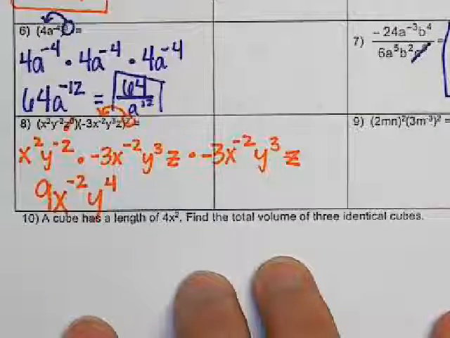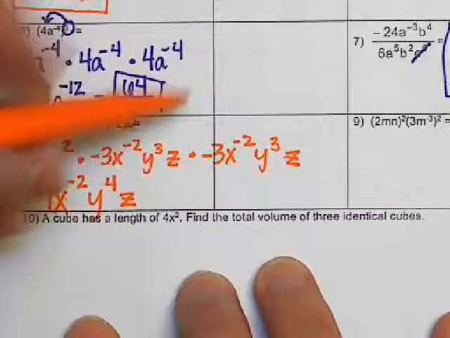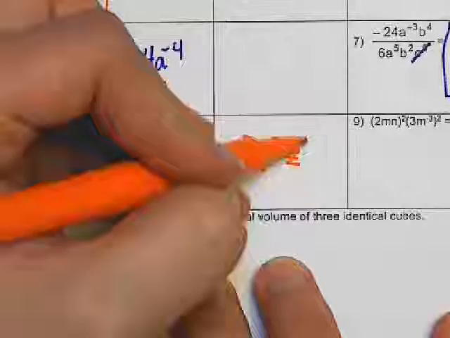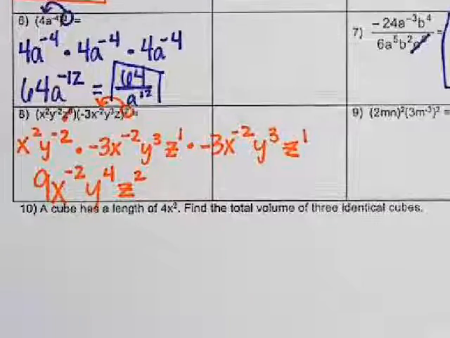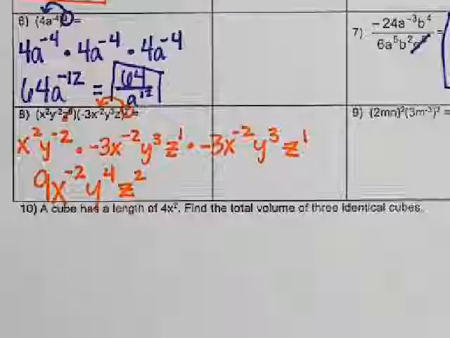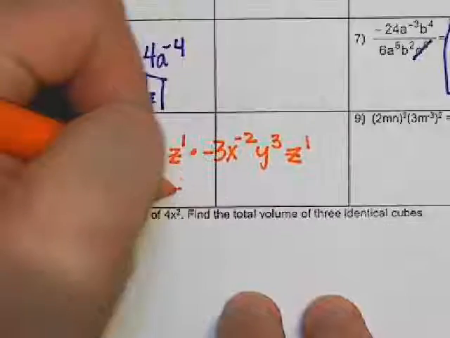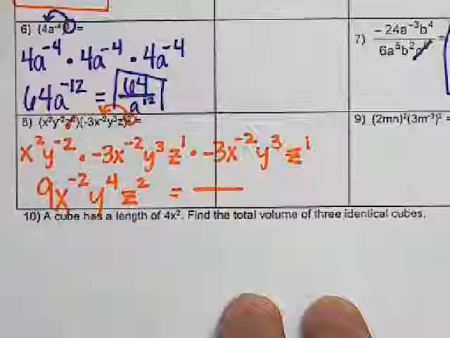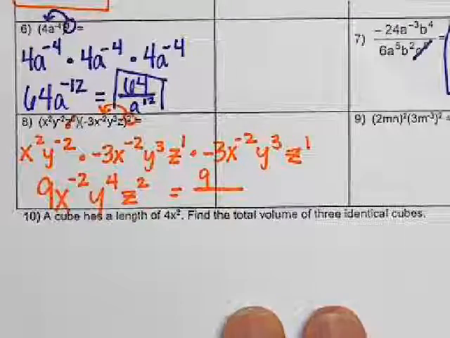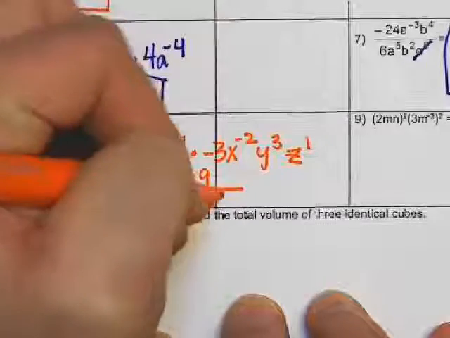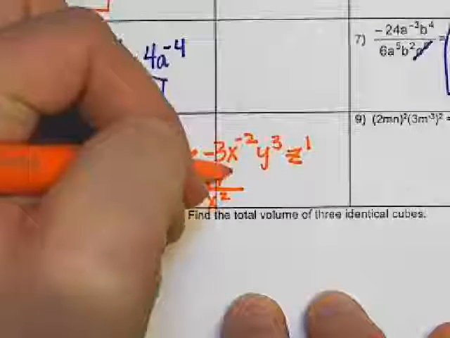Now what? The z's. What's the exponent here to the z? 1. What's this one? 1 plus 1 is 2. Can that be my answer? No. Why not? Negative exponent. Okay, so now we got to decide where it's going to go in the fraction bar. 9, where's it going to go? X to the negative second power. And become positive. Y to the fourth. Top. Z squared.